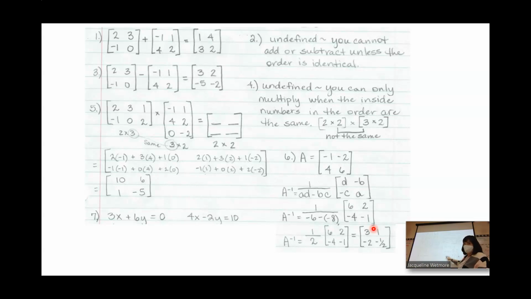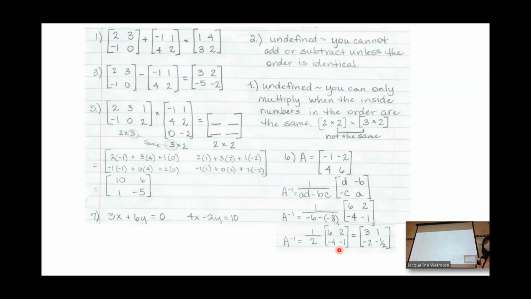We're going to leave the -2 and the +4 where they are, but we're going to change them to the opposite sign. So we change our B and C value to the opposite. So this was a -2, now it's a +2. This was a +4, now it's a -4. So if I take 1/2 times that matrix, 1/2 of 6 is 3, 1/2 of 2 is 1, 1/2 of -4 is -2, and 1/2 of -1 is -1/2.